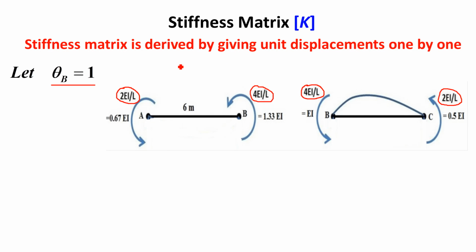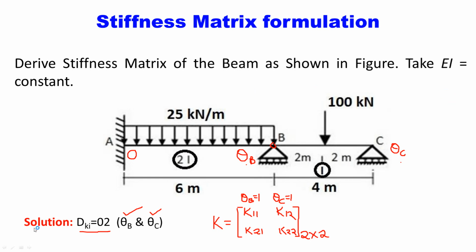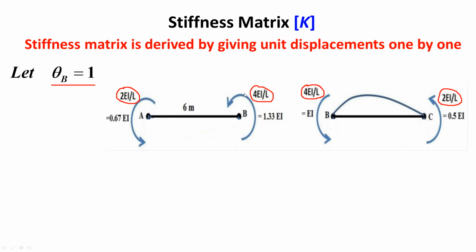Now EI is equal to constant given to you, but I is not constant, I is varying. If you look at the given problem, I is equal to 2I for AB member and I equal to only I for BC member. It means when you take the value of I for AB member, always take it as 2I, right? So if you put I equal to 2I here, 4 into E into 2I divided by L, where L is equal to 6 meter. So 4 into 2, 8 divided by 6. The answer is 1.33 EI, right?